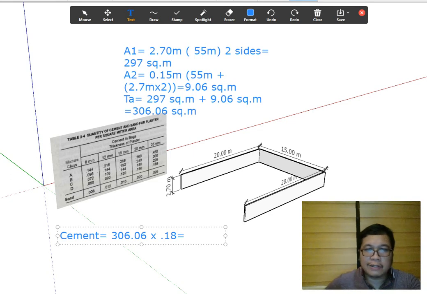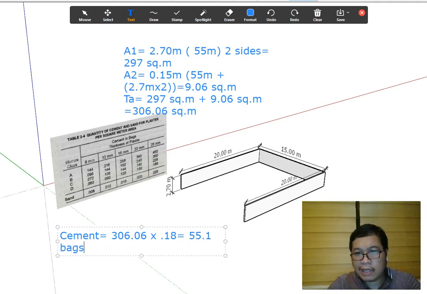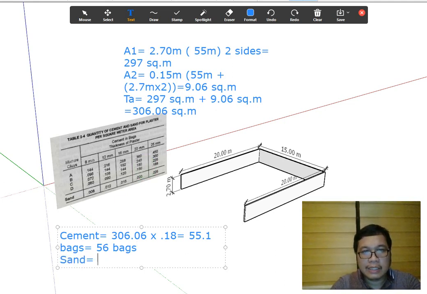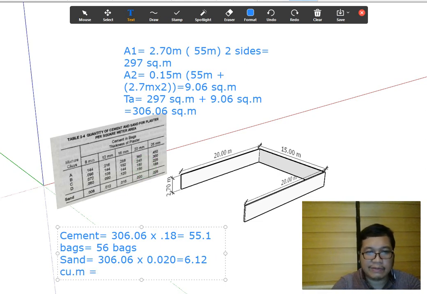So you're going to need around 55.1 bags of cement. But you can't buy 0.1 bags, class. So let's assume that we're going to need 56 bags just to be on the safer side. Now, to compute for the sand, we're going to multiply our area 306.06 by 0.020. The total is 6.12 cubic meters. So let's assume that it's going to be 7 cubic meters.